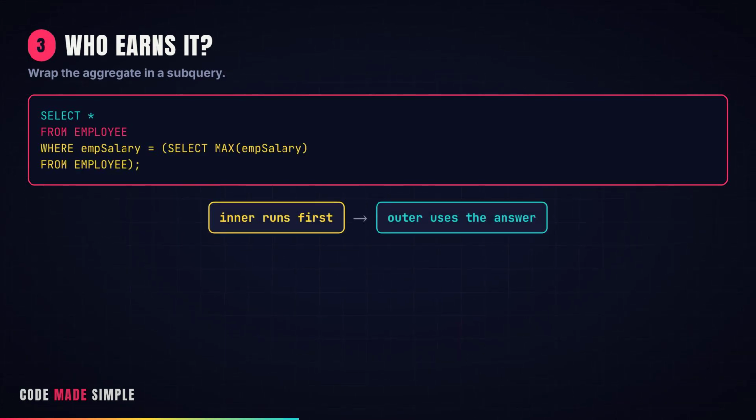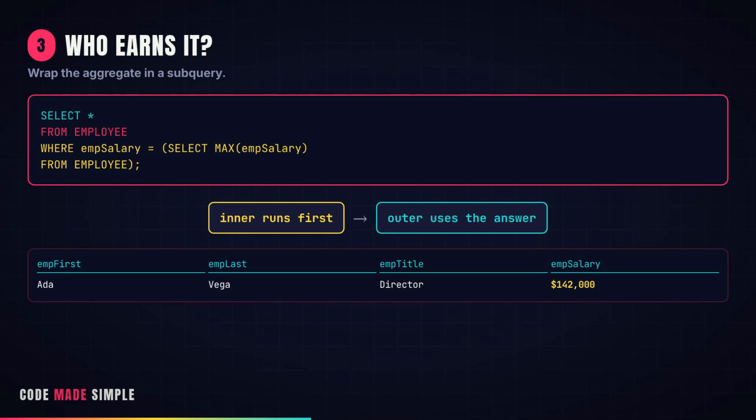Need to know who earns it? Wrap the aggregate in a subquery. Select star from employee where emp_salary equals open parenthesis, select max emp_salary from employee. Inside runs first, outside uses the answer.